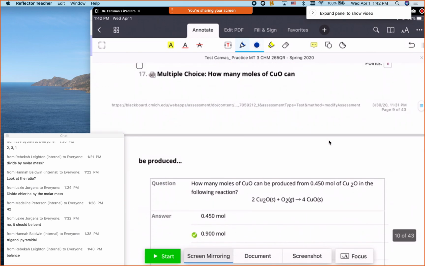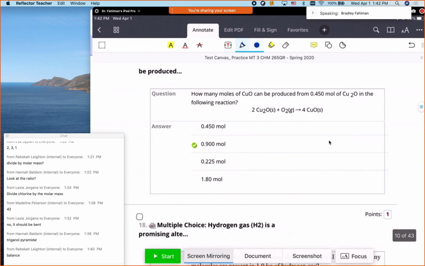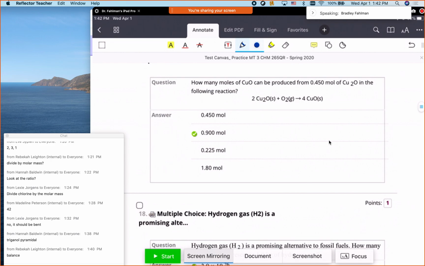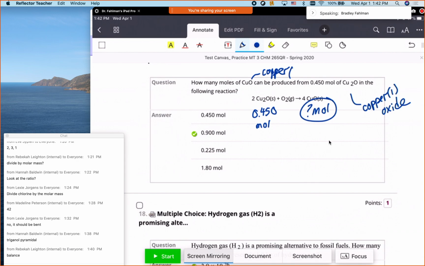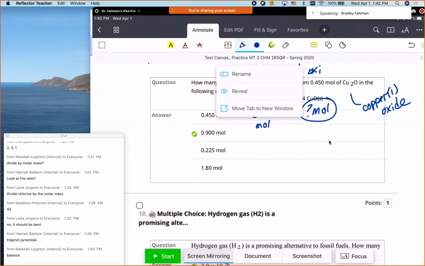How many moles of copper 2 oxide can be produced from that? In this case, instead of grams, you're given moles, so that cuts out an extra step for you. You're given that, and you want to know how many moles of this. The names for this again: that would be copper 1 oxide, and this is copper 2 oxide.